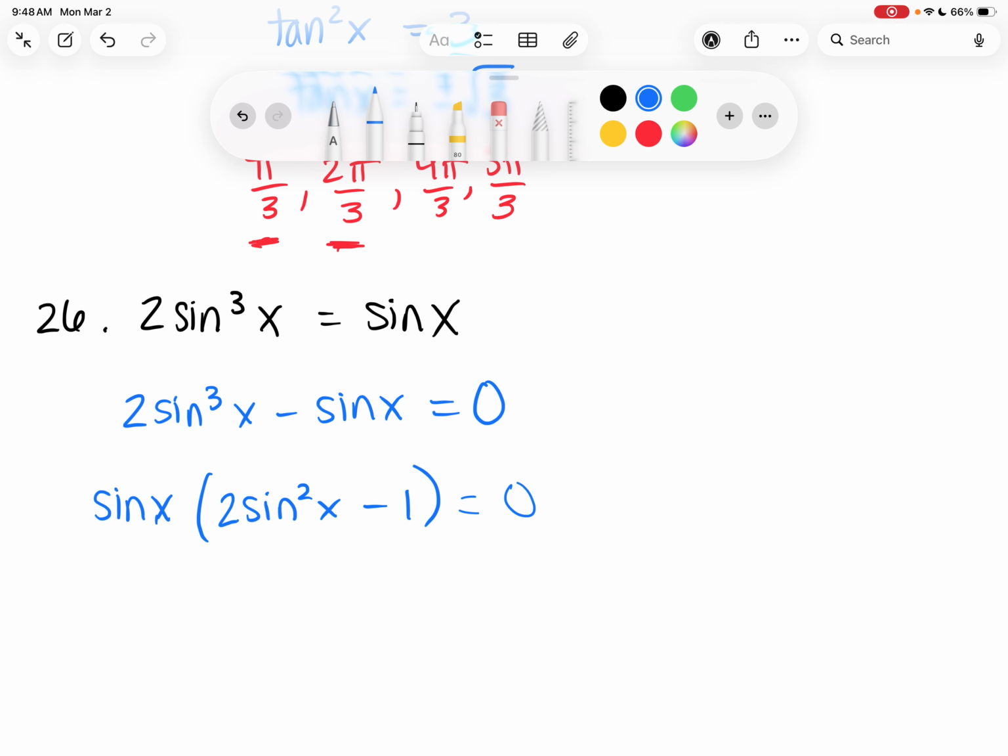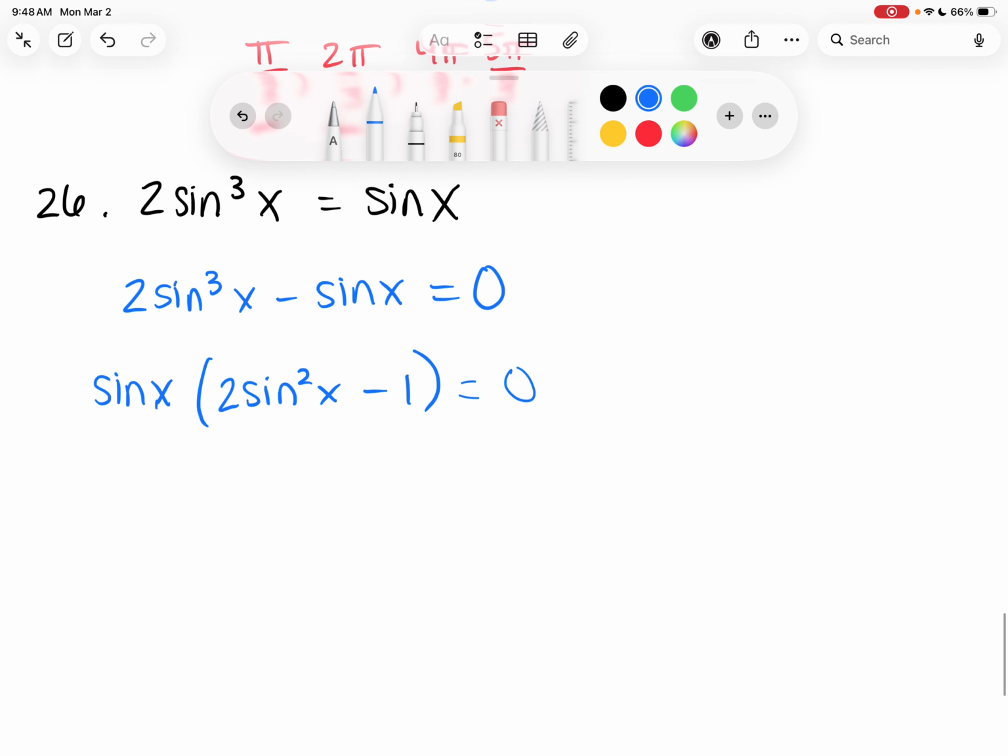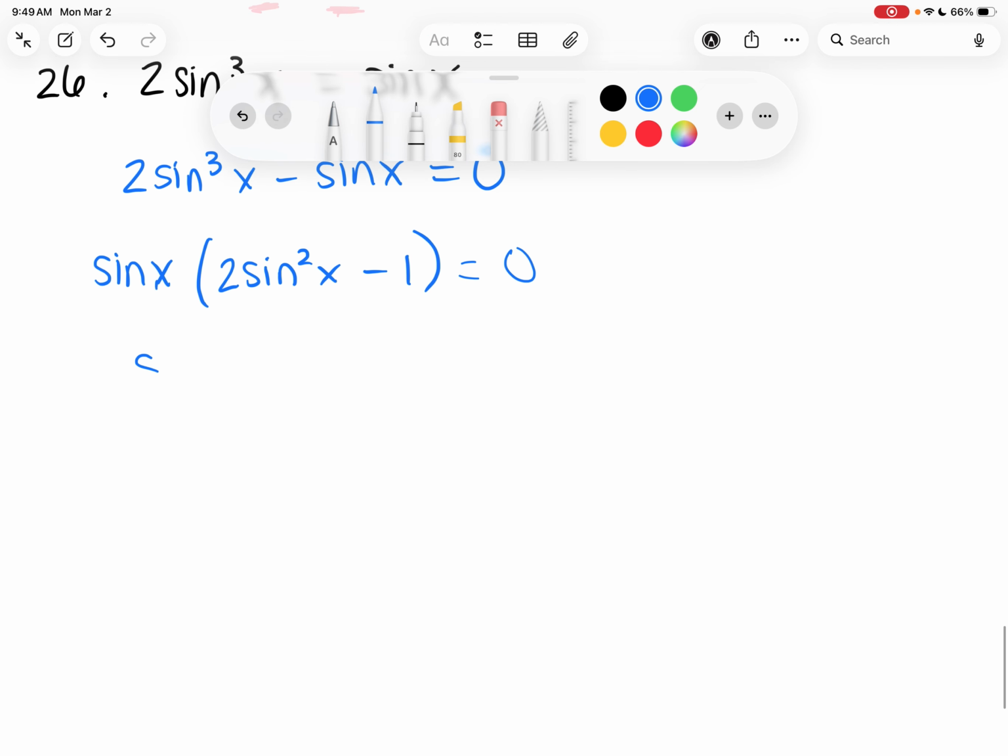So now I can use my zero factor property and set each piece equal to 0. So I'm going to have sine of x equals 0, and then I'm going to have 2 sine squared of x minus 1 equals 0. So over here, I'm going to look and say, okay, where is sine 0? 2 pi and pi. So we would say 0 and pi.